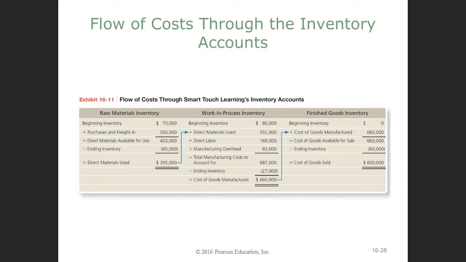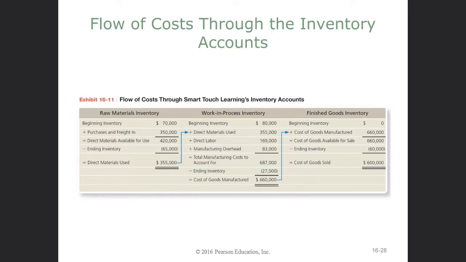So this is showing the flow of cost through the inventory account. And again, if you are working on a problem, this is slide 28. If you're working on a problem that asks, what is the ending inventory, or what's the cost of goods manufactured, what's the total manufacturing cost to account for, any of these, I would definitely refer back to the slide. This is showing you how to calculate all of that.